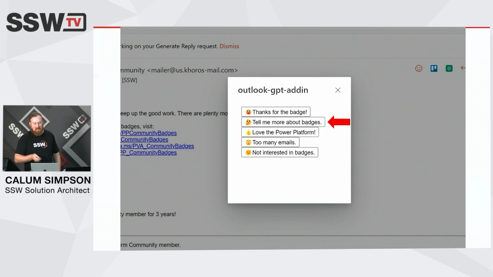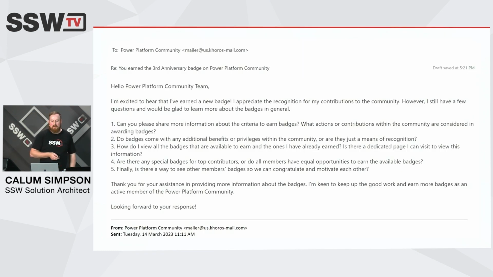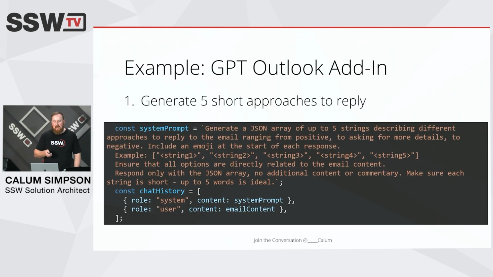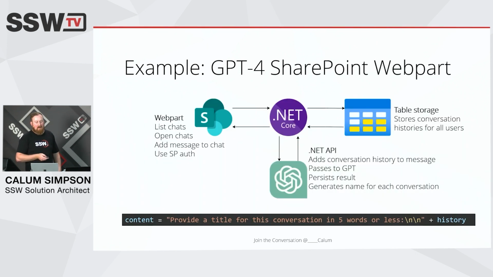And then obviously I can pick one of those. In this case, I picked, tell me more about badges, and we get a response. Now, you don't have to bother reading it all, but suffice to say, there are 5 questions in there asking more about badges, which is what I wanted it to do. So that's pretty cool. And I'll show you how this actually works. So this is the prompt that I used to generate the 5 approaches.